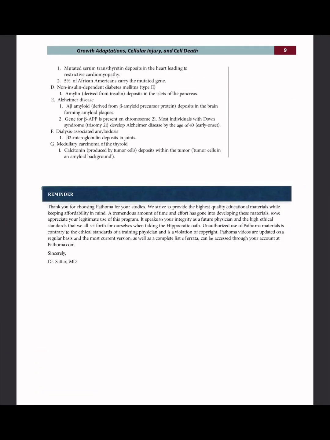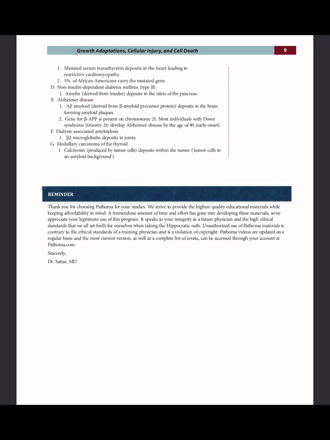Mutated serum transthyretin deposits in the heart, leading to restrictive cardiomyopathy. 5% of African Americans carry the mutated gene. Non-insulin dependent diabetes mellitus, type 2: amylin derived from insulin deposits in the islets of the pancreas.